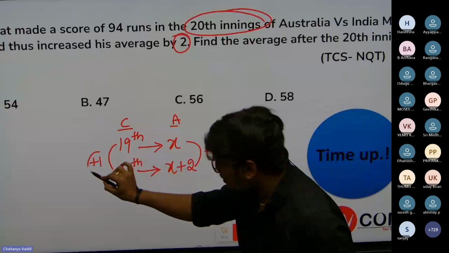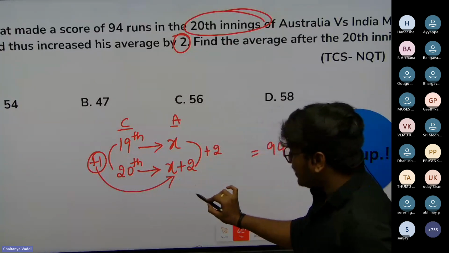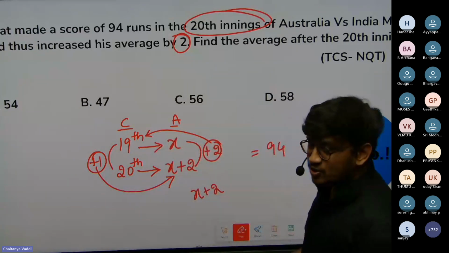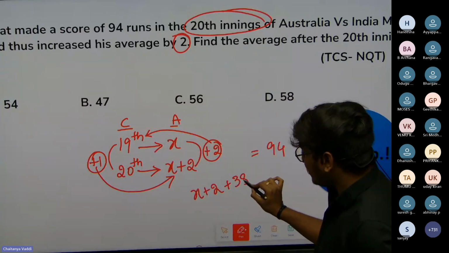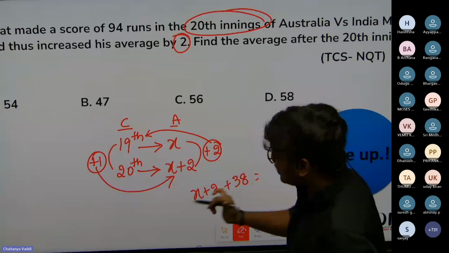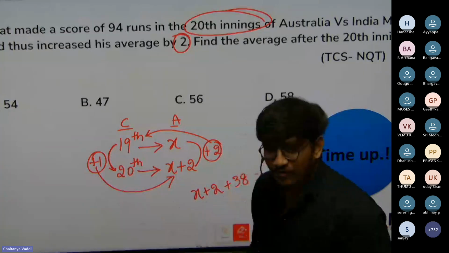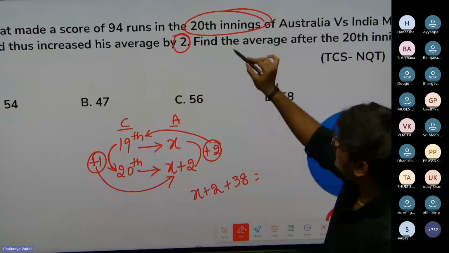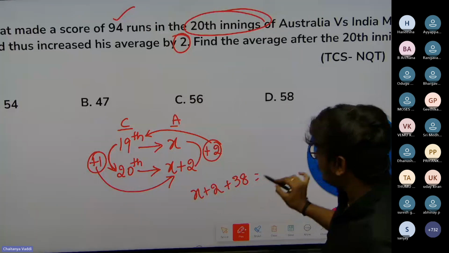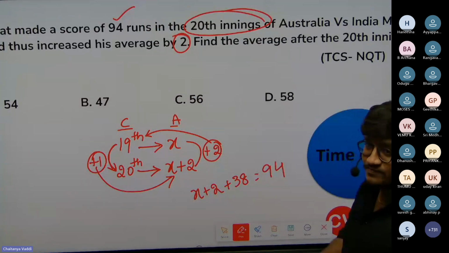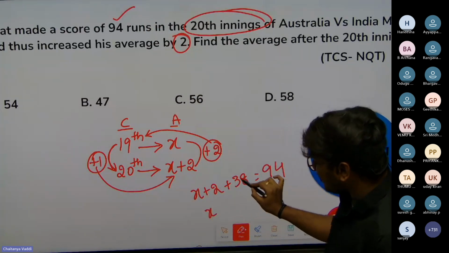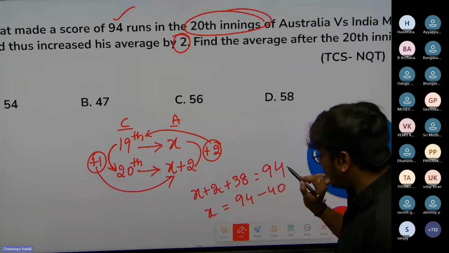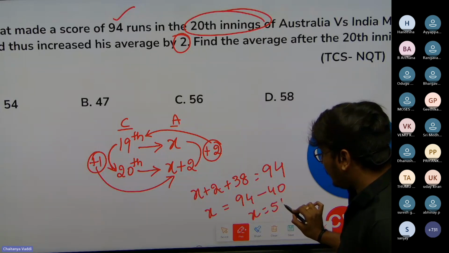Let's take the same condition here. This one will be multiplied here. It is X plus 2, and these two will be multiplied here: 19 into 2, which equals 38. The inning which got increased, in that inning how many runs did Virat Kohli score? 94 runs. So we should equate it to 94. So X plus 38 plus 2 is 40. X equals 94 minus 40. So obviously X equals 54.